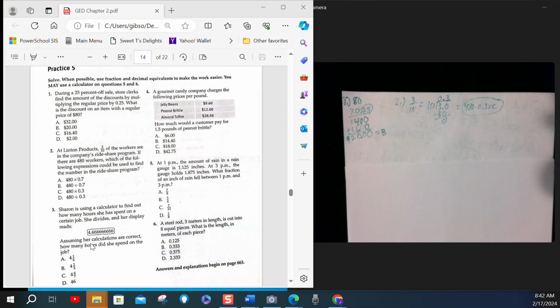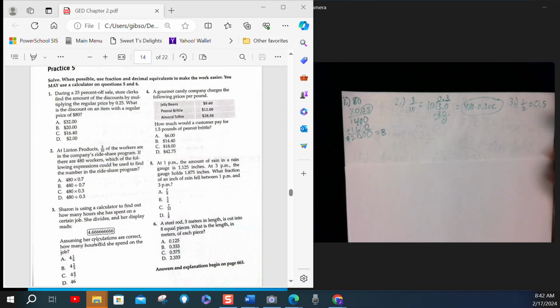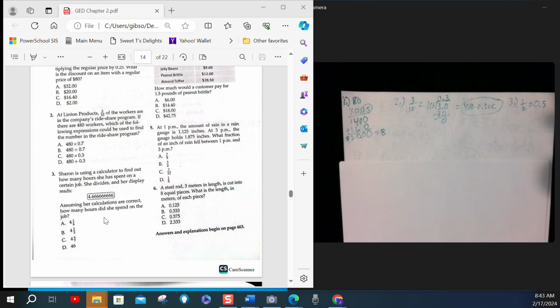Okay, first of all, we know that one half is the same thing as 0.5. We know that from previous lessons. So since we know 1/2 is 0.5, we know that the fraction has to be greater than 1/2 in order to have 0.666 and so on.